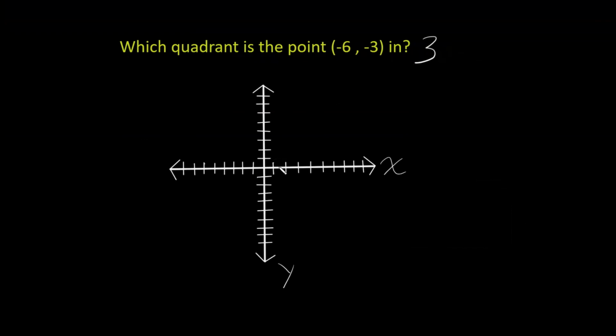But let's actually try to plot it just to make sure. And this would be -6. Let's just imagine that these are increasing or decreasing by 1, right? So this would be 1, 2, 3, 4, 5, 6. And then this would be -1, -2, -3 right here. So that is our answer to this problem. It is in quadrant 3.